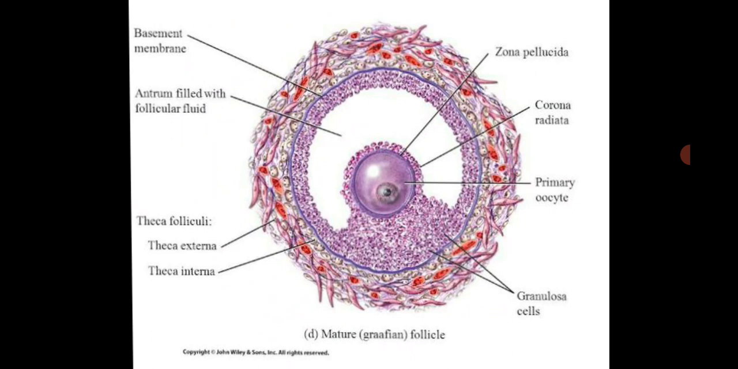The release of this secondary oocyte along with the corona radiata layer from this mature Graafian follicle is the ovulation.